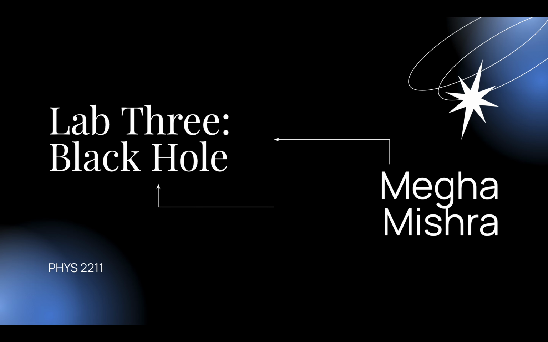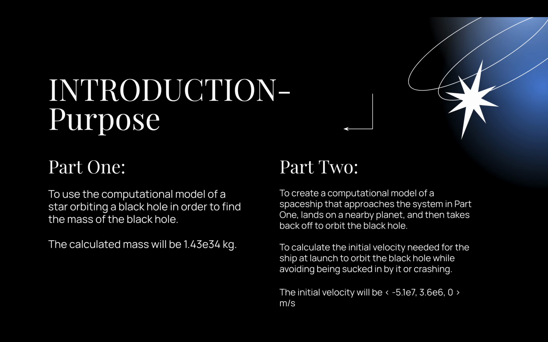My name is Megan Mishra, and I'll be talking about the third Physics 2211 lab about black holes. To start, the purpose of the lab aligns with each part. Part 1's goal is to use a computational model of a star orbiting a black hole to find that black hole's mass. The result ends up being that the mass is 1.43 e34 kilograms.